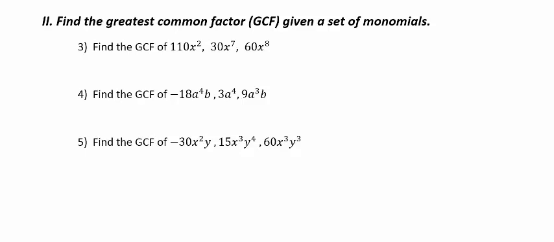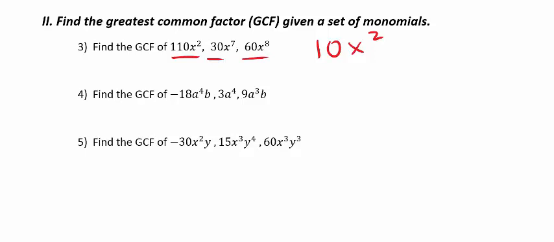Now we're going to find the greatest common factor, which is also called the GCF, given a set of monomials. So we're going to try to find the greatest common factor of these three monomials. Let's just look at the number part first: 110, 30, and 60. What's the biggest number that goes into all three of those numbers? That's 10. Then we look at the variables x squared, x to the 7th, and x to the 8th. Well, x squared is inside of x to the 7th and x to the 8th. So that's going to be our greatest common factor, 10x to the 2nd.